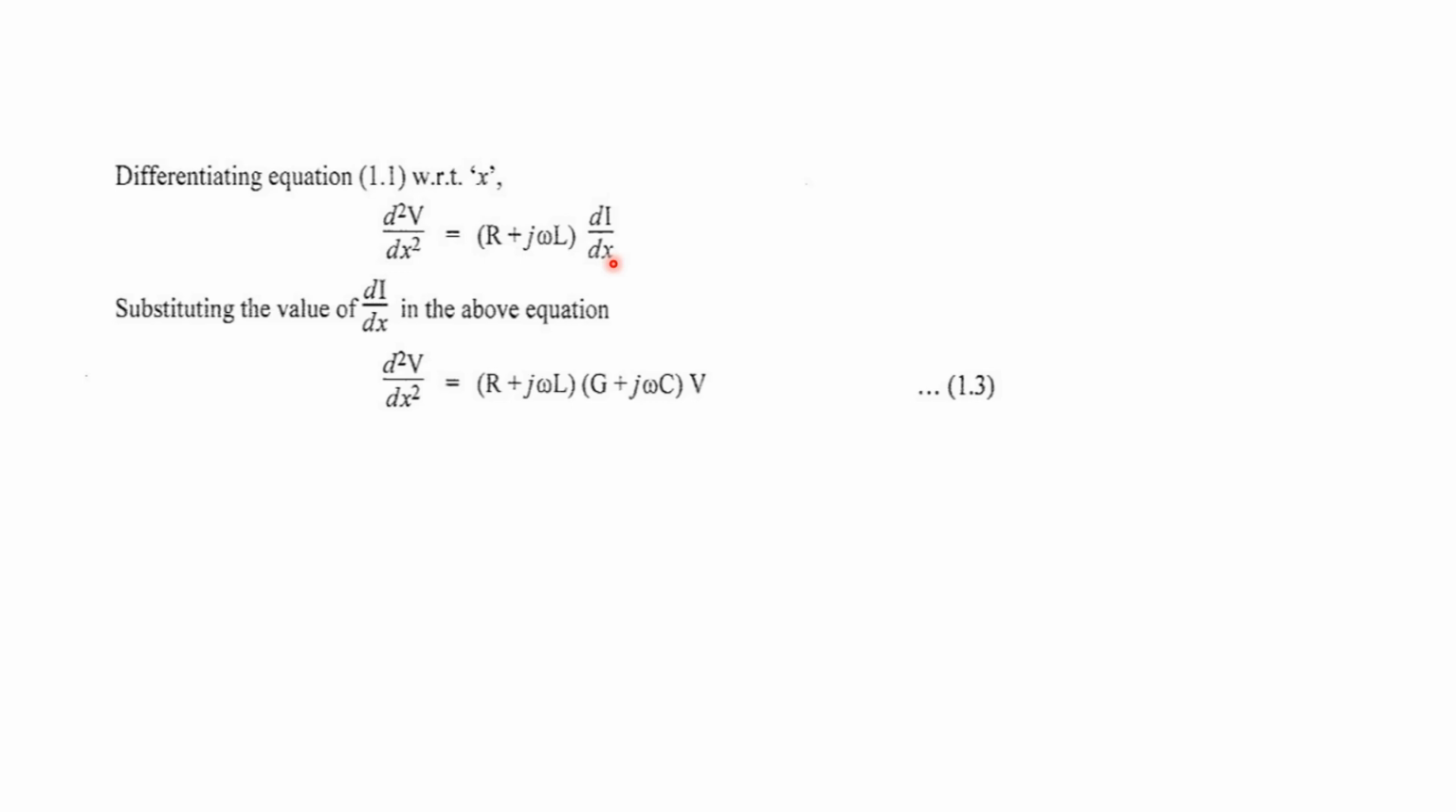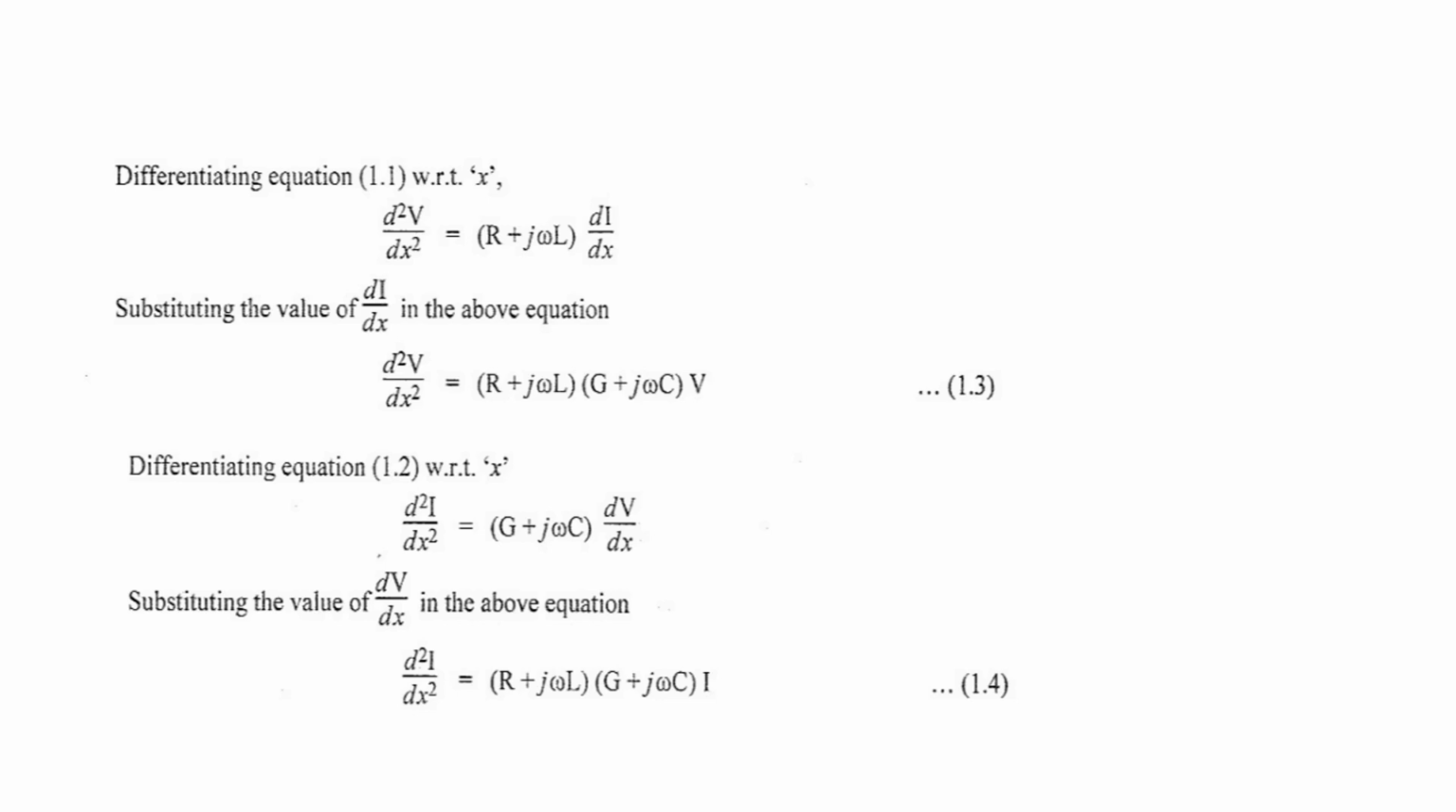Since the first equation is dV by dx equals (R plus j omega L) into I, differentiating that with respect to x, it becomes d square V by dx square equal to (R plus j omega L) into dI by dx. Then we have to substitute the value of dI by dx from the second equation. So the equation becomes d square V by dx square equal to (R plus j omega L) into (G plus j omega C) into V.